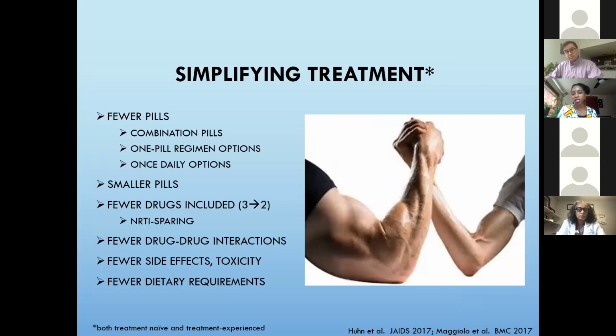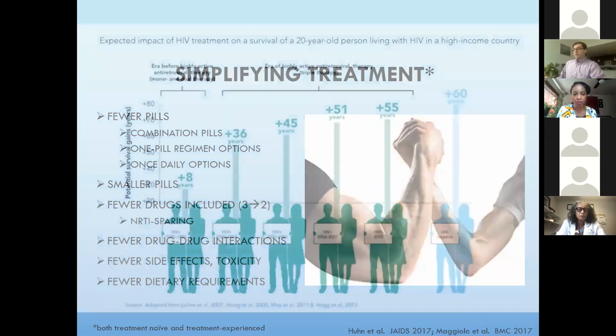The mantra has been simplified treatment, fewer pills, smaller pills, fewer drugs or drug classes, fewer drug-drug interactions, fewer side effects and fewer toxicities, and fewer dietary requirements, no need for a large meal to take your medicines. And so there's now a battle going on in terms of less may actually be equal and then a lot of times better for both treatment naive as well as treatment experienced individuals.